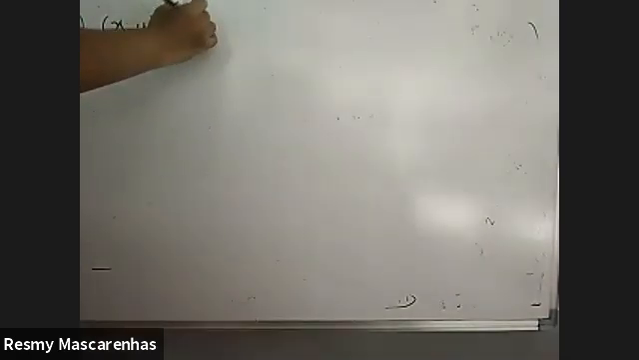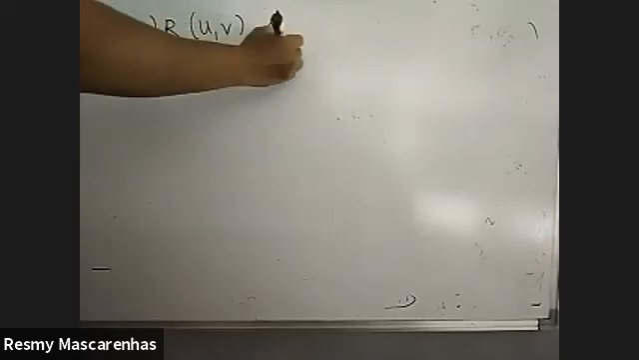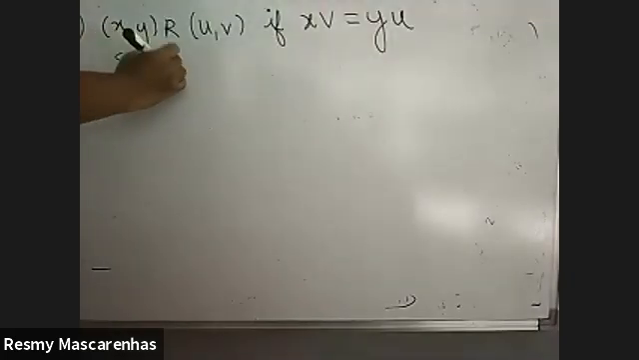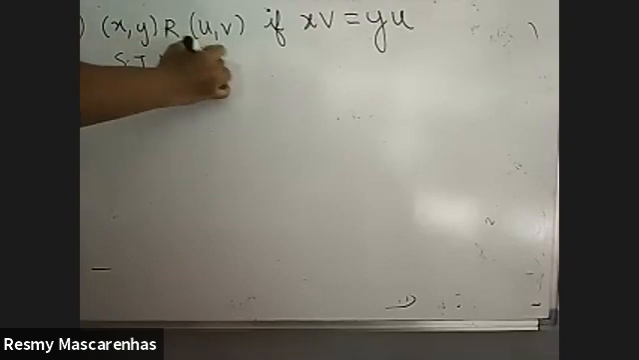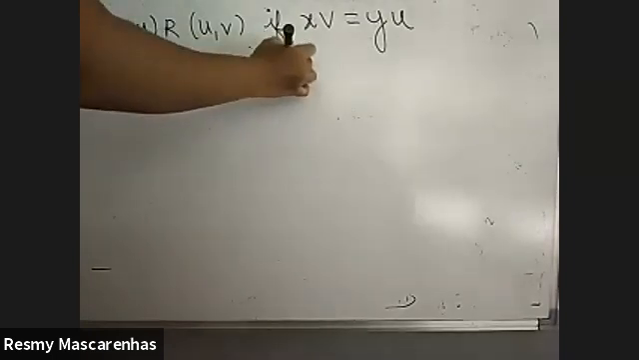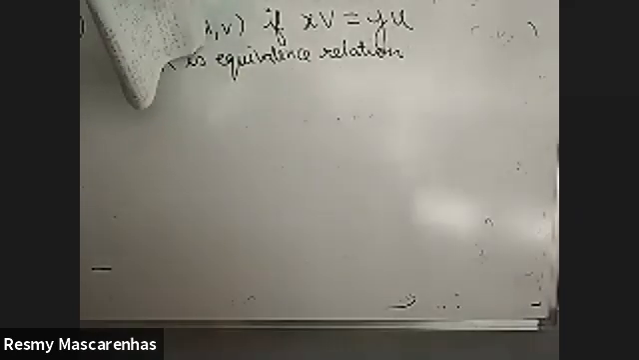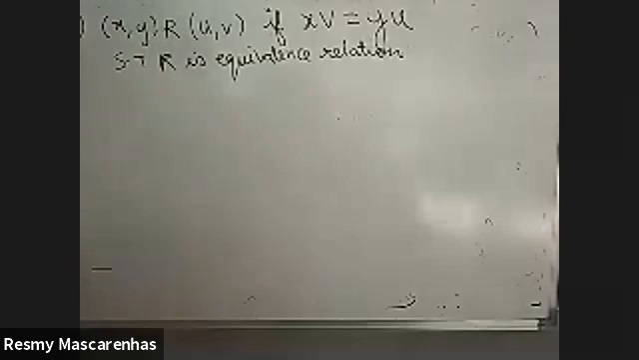Next one, the seventh one. Is (x, y) related to (u, v) if xv is equal to yu, so that R is an equivalence relation? Okay, if (x, y) is related to (u, v) if this holds, then show that it is an equivalence relation.